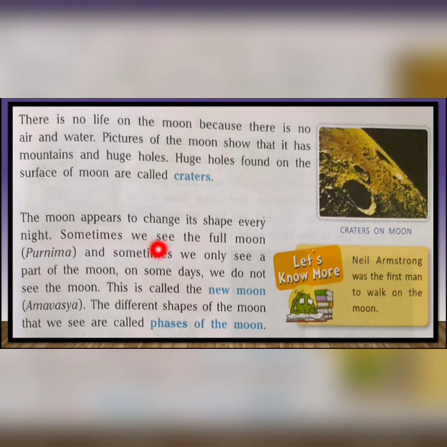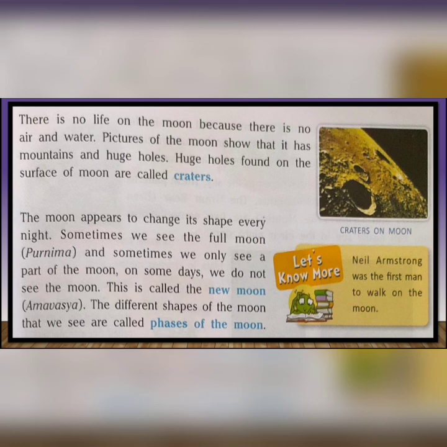The moon appears to change its shape every night. Sometimes we see the full moon, which is also called Purnima, and sometimes we only see a part of the moon, and on some days we do not see the moon. This is called new moon or Amavasya. The different shapes of the moon that we see are called phases of the moon.